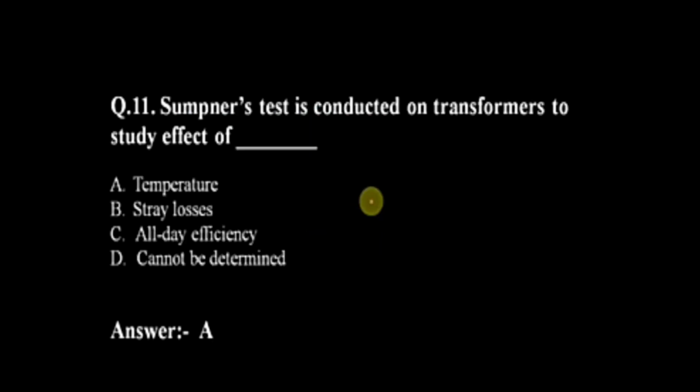11 is, Sampner test is conducted on transformer to study effect of temperature, stray losses, all-day efficiency, cannot be determined. Sampner test is conducted on transformers to study the effect of temperature. Means Sampner test is performed on transformers for what study? Study effect of temperature.